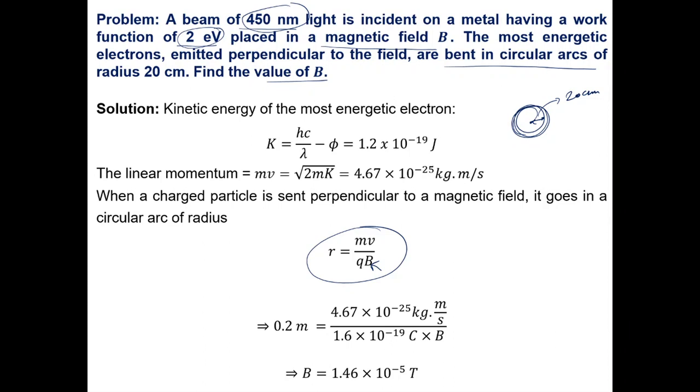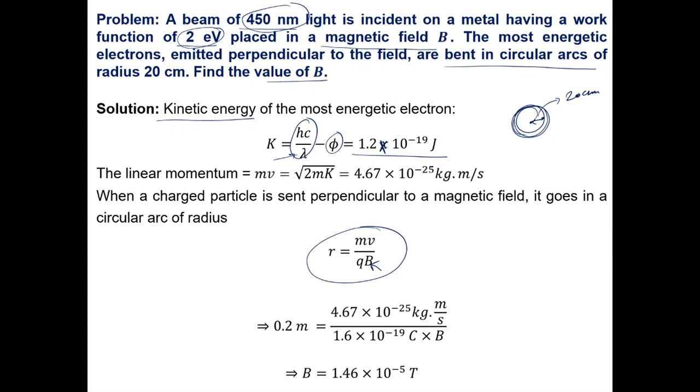So first things first, we find the kinetic energy of this most energetic electron. The kinetic energy is nothing but the energy of the incident photon minus the work function. The photon's wavelength is given as 450 nanometers. So the energy of the incident photon is hc by lambda, and the work function is given as 2 electron volts. So you do the difference and calculate the kinetic energy in terms of joules, which is 1.2 into 10 power minus 19 joules.